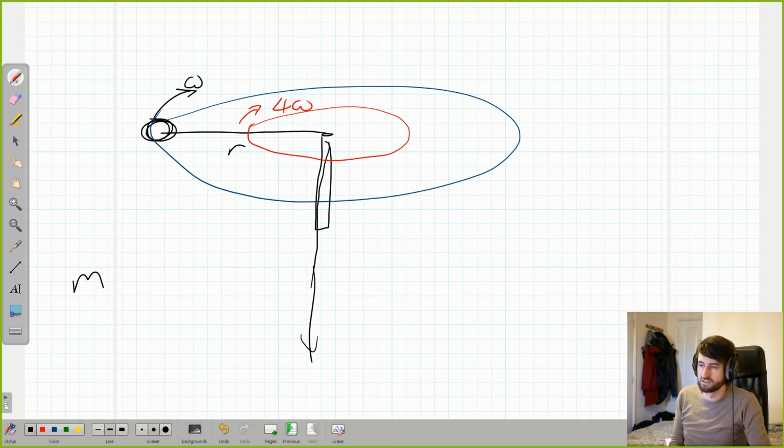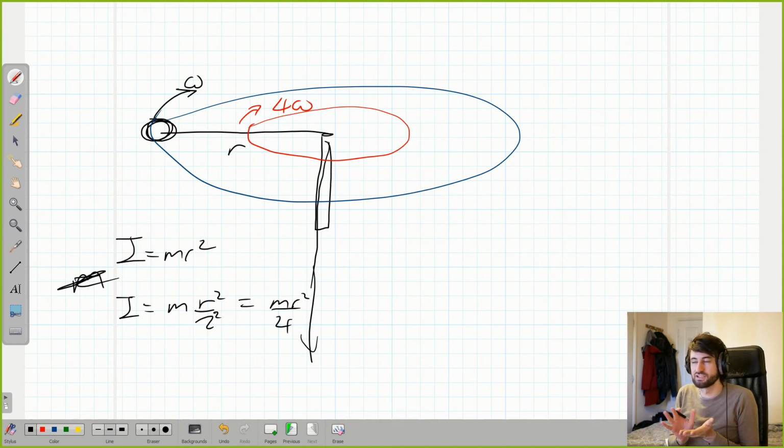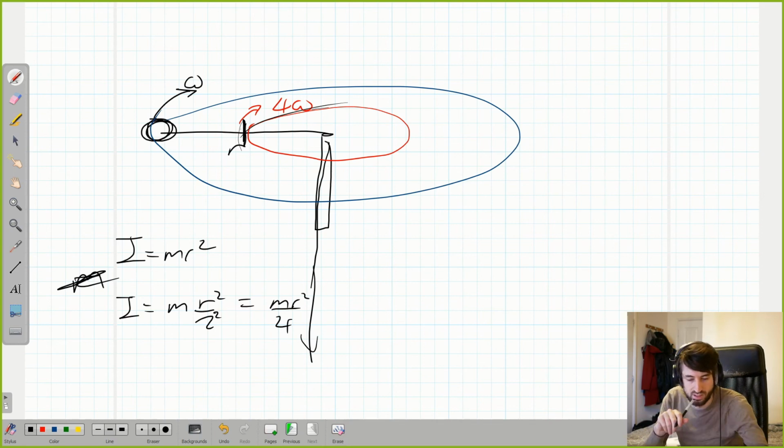So before, my I was m r squared. Now my new I is m (r/2) squared, which is m r squared over 4. So my inertia is quartered, so my angular velocity will quadruple. So if you pull the string in halfway, it's actually going to quadruple in speed.